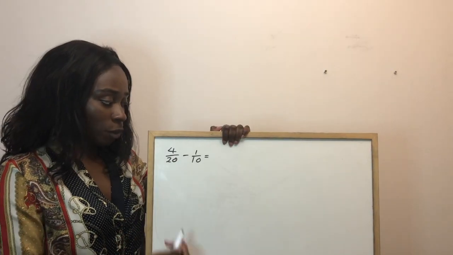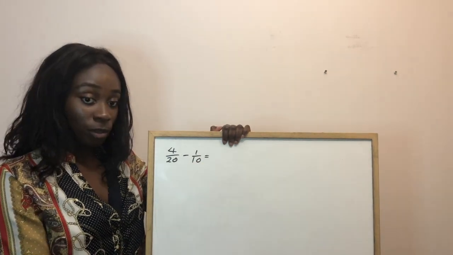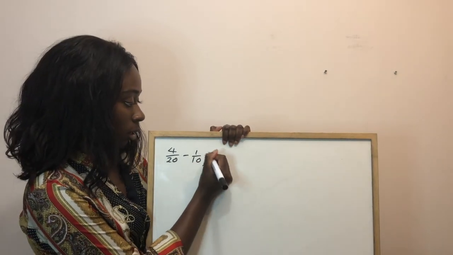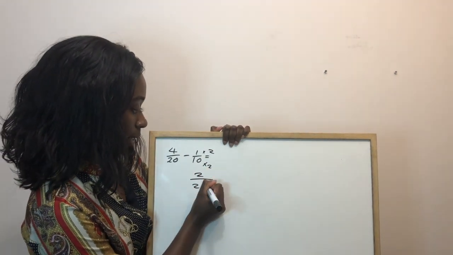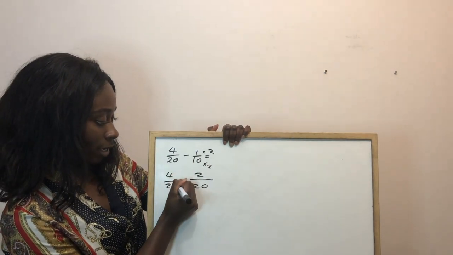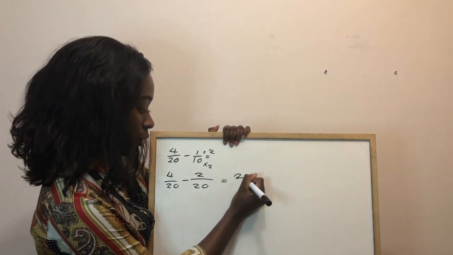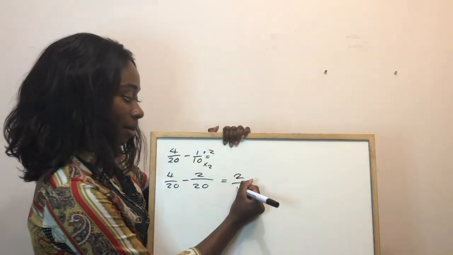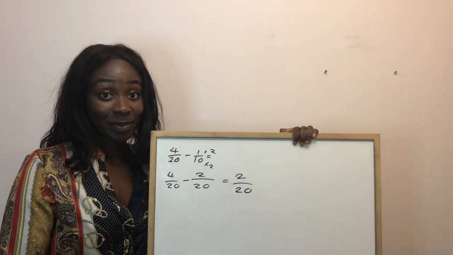So we've got 4 over 20 minus 1 over 10. We're going to convert 10 into 20, so we do this by times by 2. Times the top by 2, so we've got 2 over 20, and then we keep this fraction the same, so 4 over 20. Minus them from each other, so 4 minus 2 equals 2. Keep the denominator the same, that is 20. So your answer is 2 over 20.